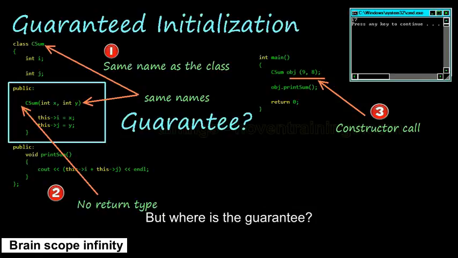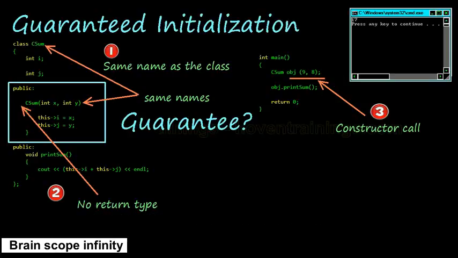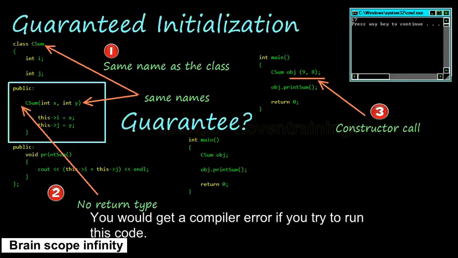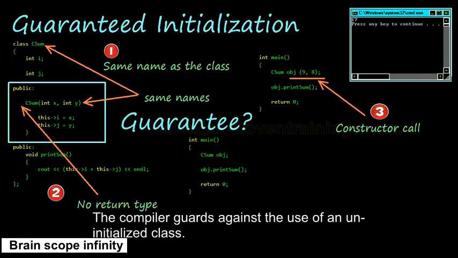But where is the guarantee? Is it ensured that the class members won't go uninitialized? You would get a compiler error if you try to run this code. The compiler guards against the use of an uninitialized class.